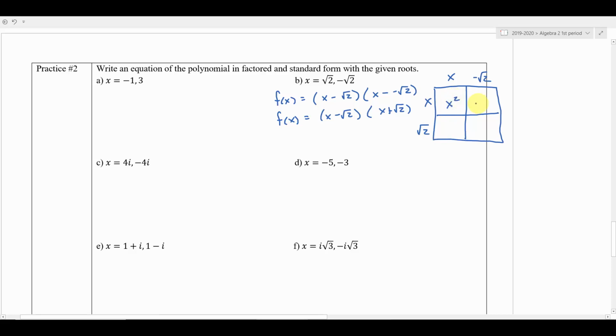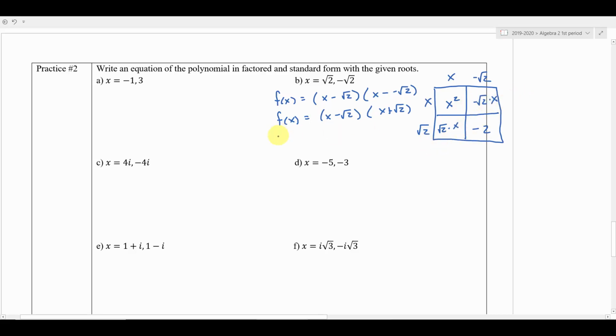This becomes x squared, negative root 2 times x. This will be positive root 2 times x. And then this will be root 2 times negative root 2, so it's going to be negative. And then root 2 times root 2 is just 2. If you don't believe me, you can put that in your calculator and do root 2 times root 2. You'll get a 2, because root 2 times root 2 is the same thing as root 4, and the square root of 4 is just 2.